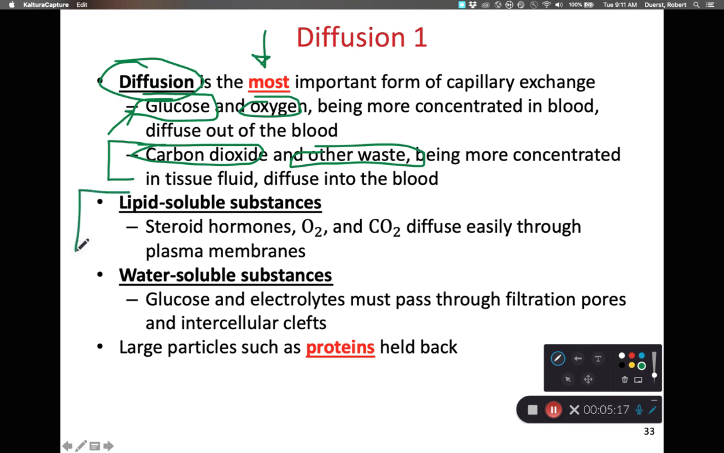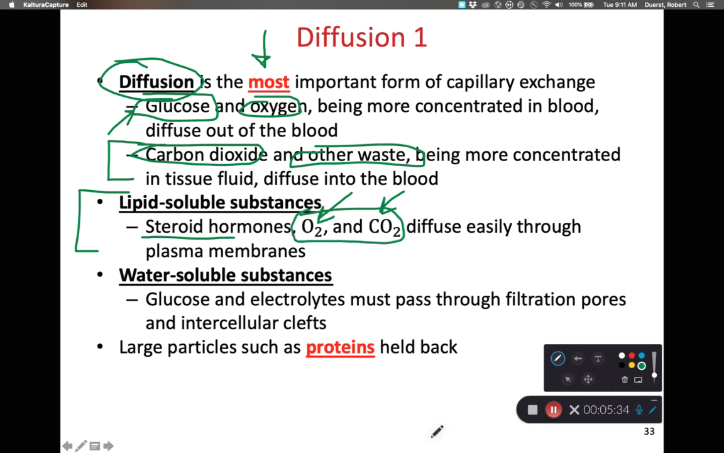We also have lipid-soluble substances. These lipid-soluble substances are chemicals that can go through a phospholipid bilayer very quickly or easily. They include steroid-based hormones, an oxygen molecule, a carbon dioxide molecule. These are both nonpolar molecules.